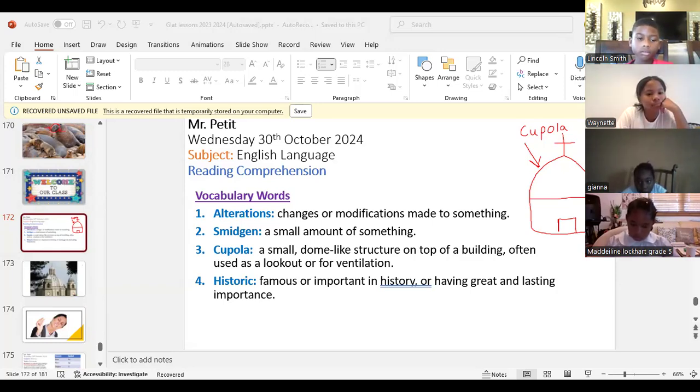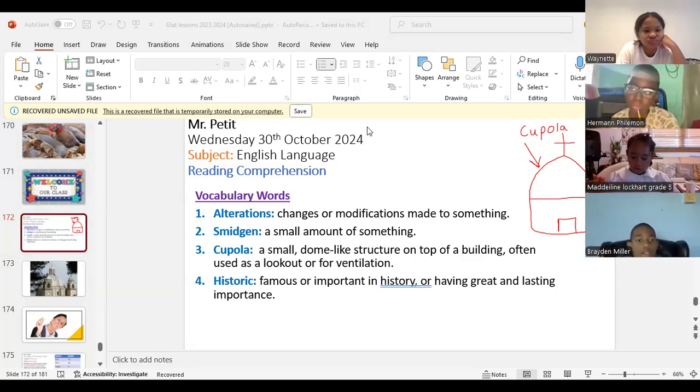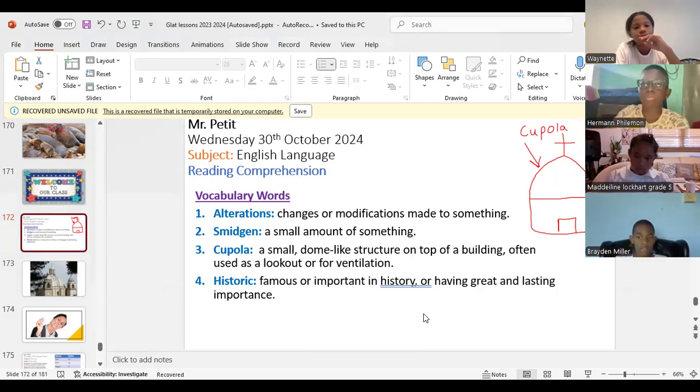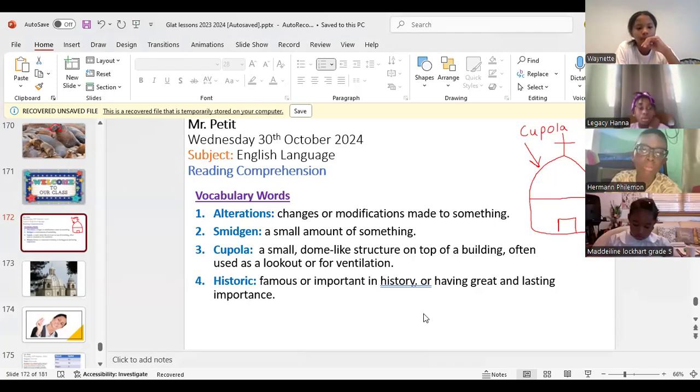Very good. So when we talk about alterations, when someone sews something, does anyone have a grammy or parent who could sew? Anyone? Yes, sir. My grandmother can. My mother can too. My adopted grandmother could sew.